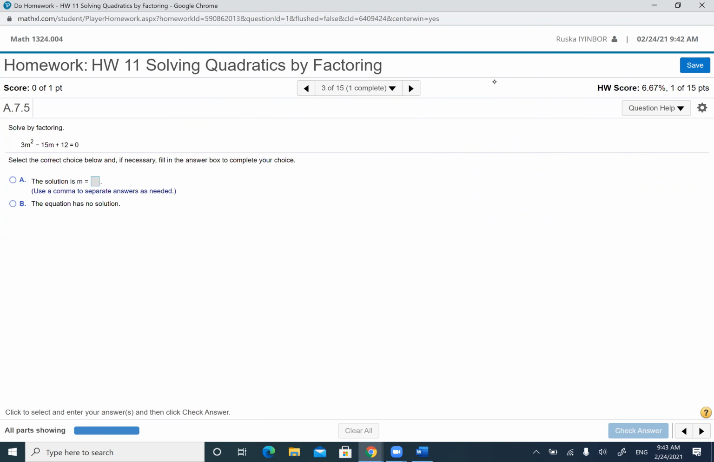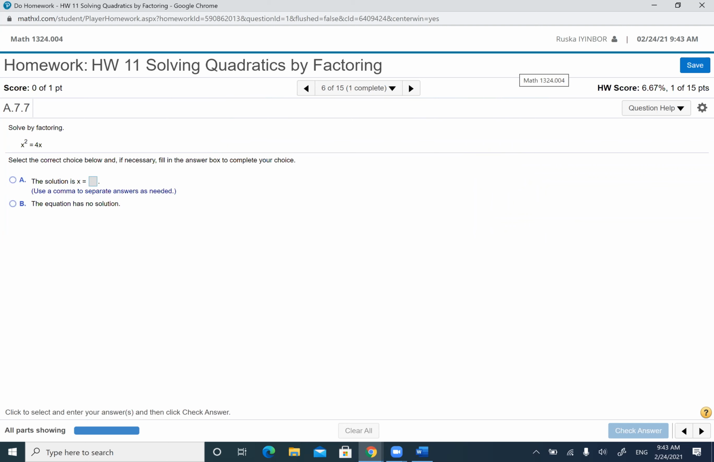And then this is the same way. So we're going to factor 3 in front and do the same. And this is the same way, factor 4, do the same. This is another one, factor 3, solve it the same way.